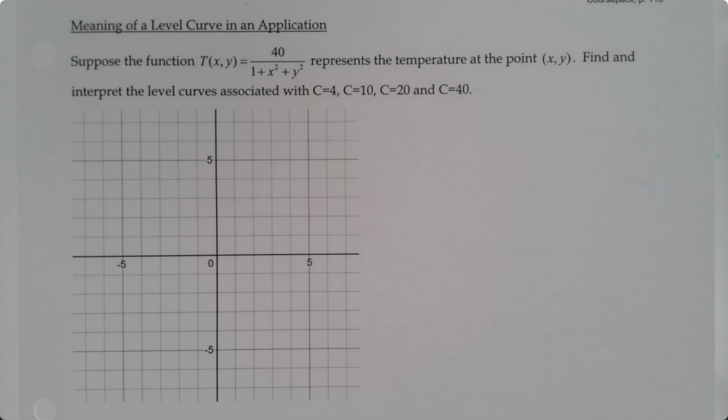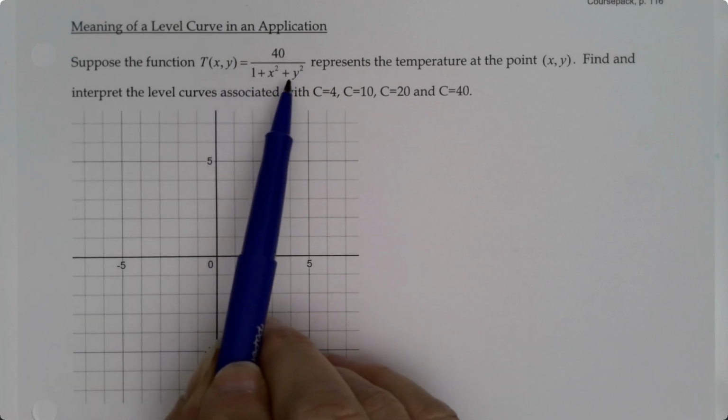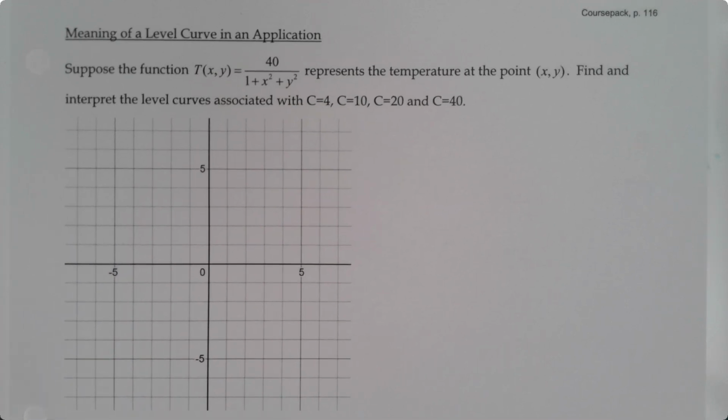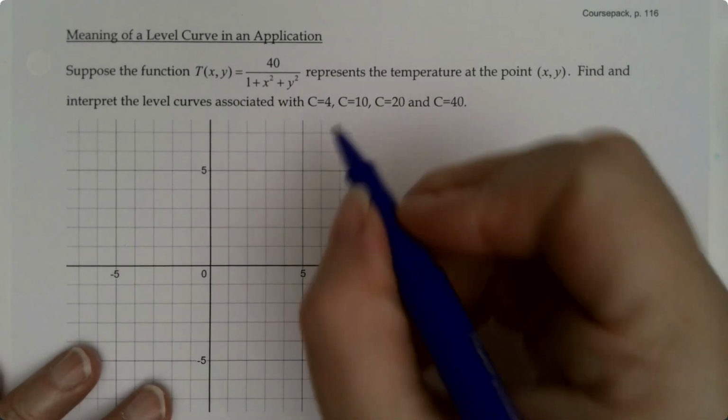Let's look at an application of a level curve. Suppose we have a function T of x, y, which is 40 over 1 plus x squared plus y squared, and that represents the temperature at the point (x, y). So find and interpret the level curves associated with c equals 4, c equals 10, 20, and 40. I don't know if I'll do all of those. I think I might just do some of them.